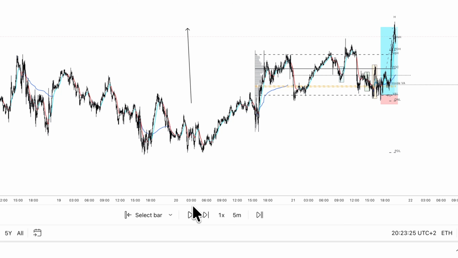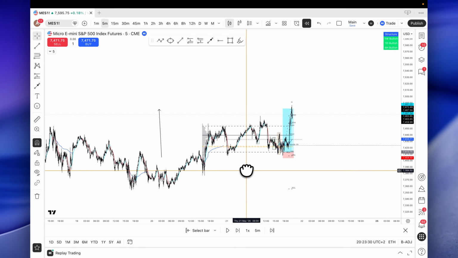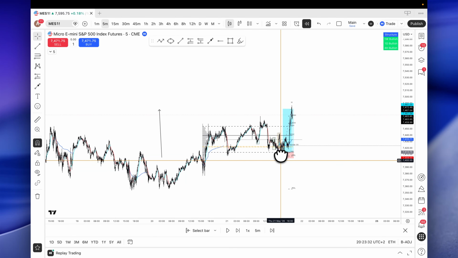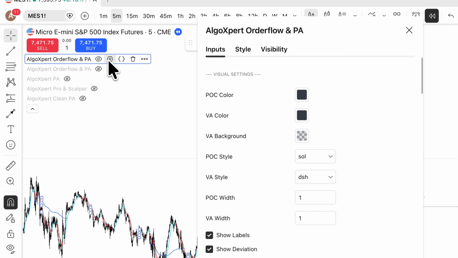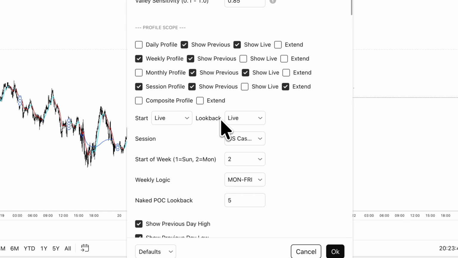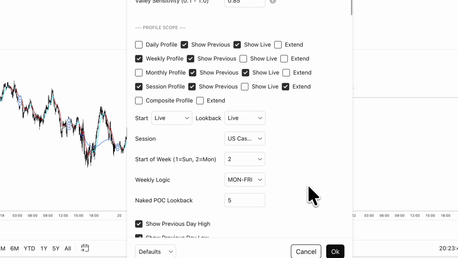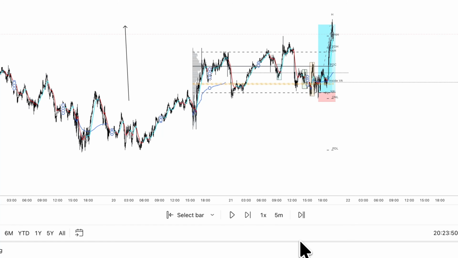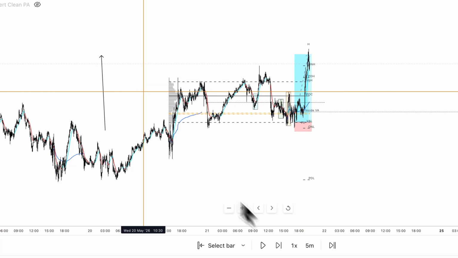Now the third confluence is we are looking at the previous day cash session profile. If we are trading here on Thursday, we are looking at the cash session profile on Wednesday. And don't worry, everything is automated. That means you don't need to do anything, because the session is selected based on the cash session profile, and you see here exactly where price is at from the previous cash session profile.